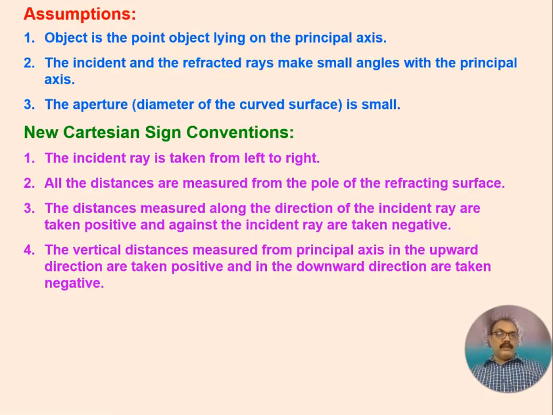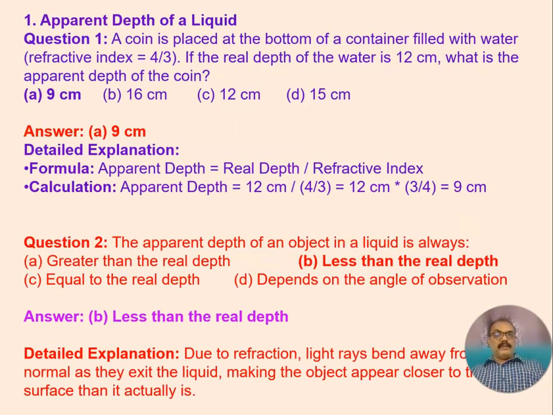The same thing applies for the curved surfaces for refraction also. So incident rays are taken from left to right, all measurements are done from the pole. Left side measurements are negative, right side measurements are positive. And above the principal axis is positive, below the principal axis is negative. So these are the things which were not covered. I am just covering them. Now let us start some 12 questions to check your content.